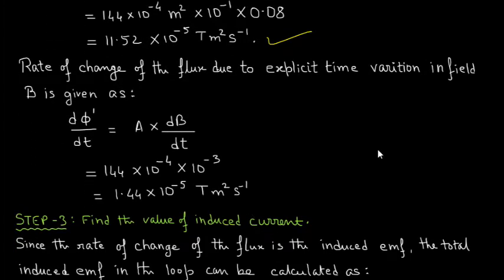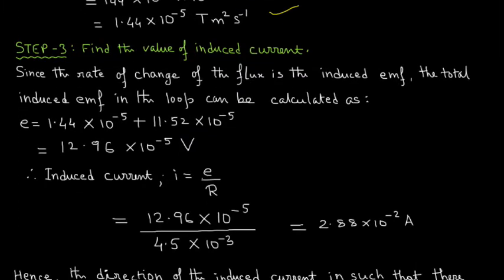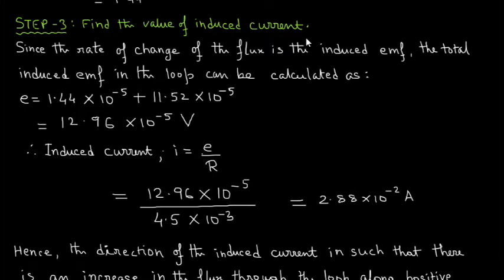Therefore, rate of change of flux due to the explicit time variation in field B is given as d phi dash by dt equal to A multiplied by dB by dt, and upon solving we get 1.44 multiplied by 10 to the power minus 5 Tesla meter square per second. Step 3. Now what we'll find here in step 3 is the value of induced current.